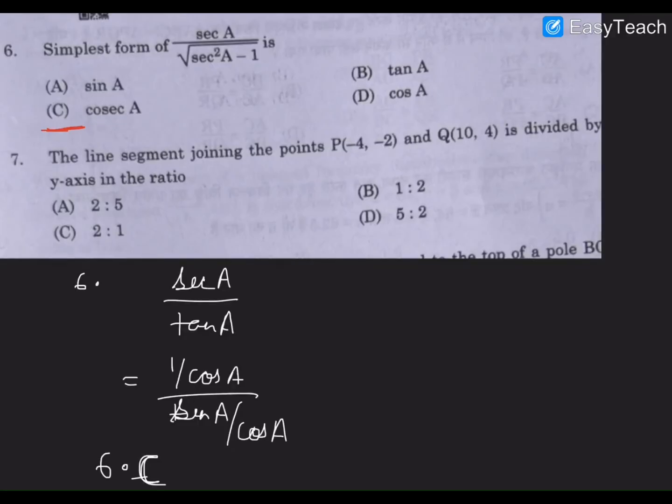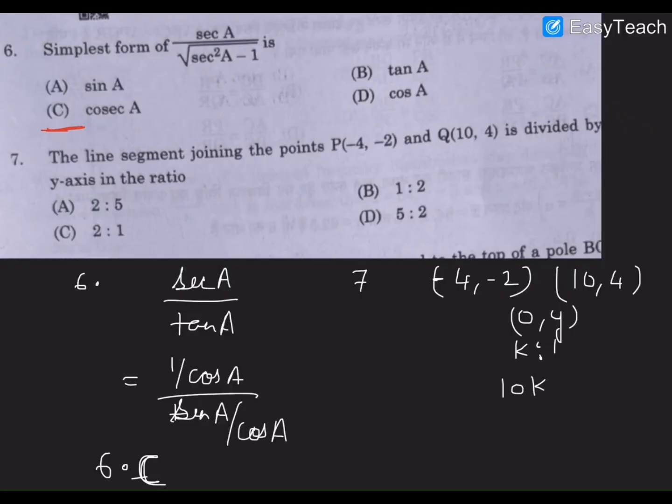Next one, the line segment joining the points -4, -2 and 10, 4 is divided by the y-axis. Divided by the y-axis, that means x-coordinate is 0, and k to 1 ratio if I take. So 10k minus 4 by k plus 1 equal to 0. So when you solve this, the value of k comes out to be 4 by 10, which is 2 by 5. So A is the correct answer for the 7th one.